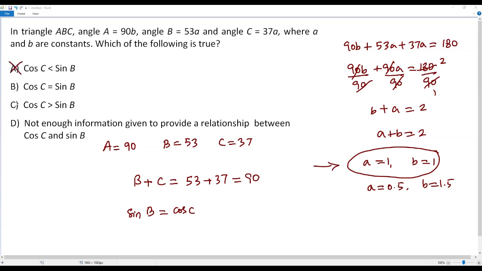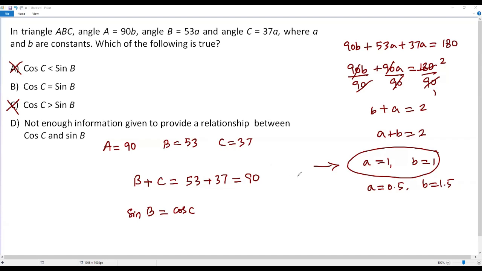For the same reason, we can reject answer choice C as well. Because here we got the result sin B equals cosine C, that is cosine C equals sin B. But here cosine C is greater than sin B, that is they are not equal. So for this particular case, A equals 1 and B equals 1, the statement we have in answer choice C is not true.